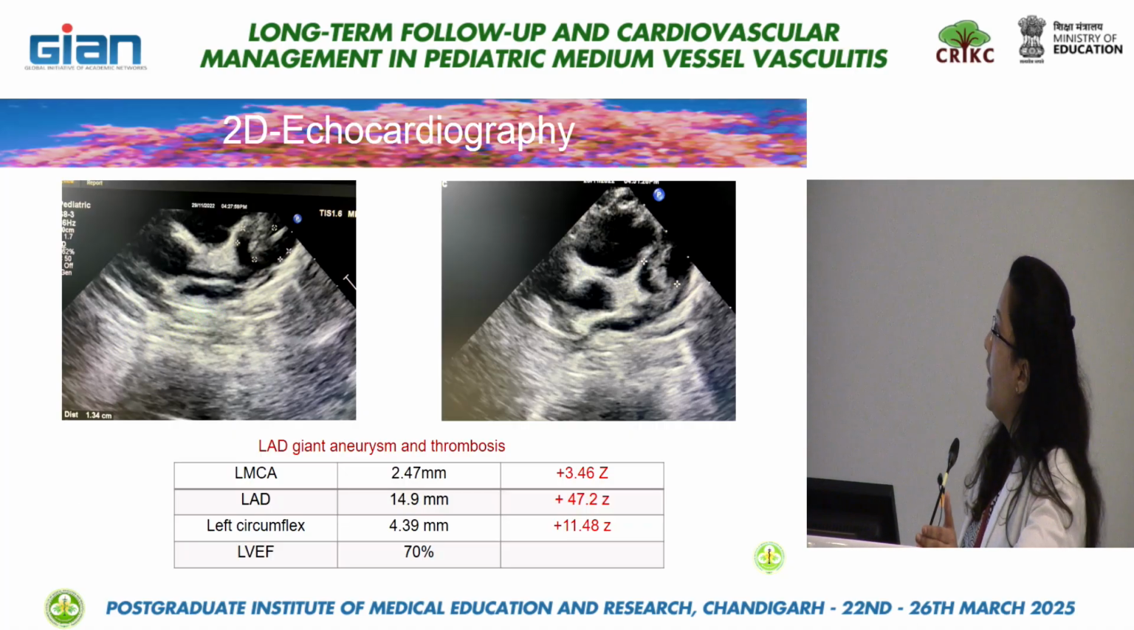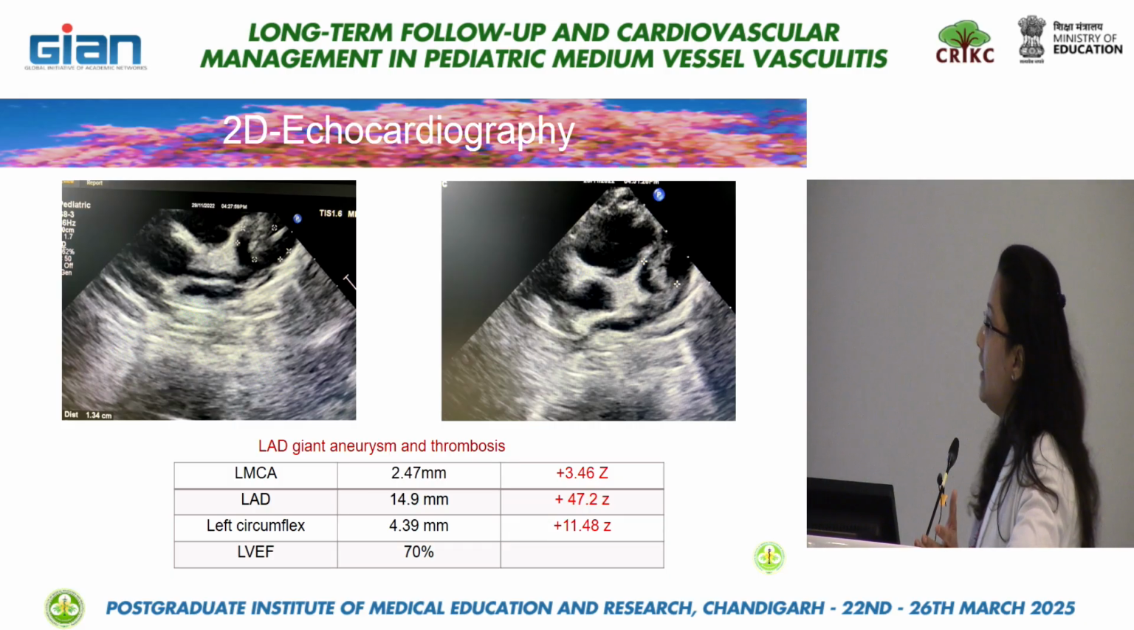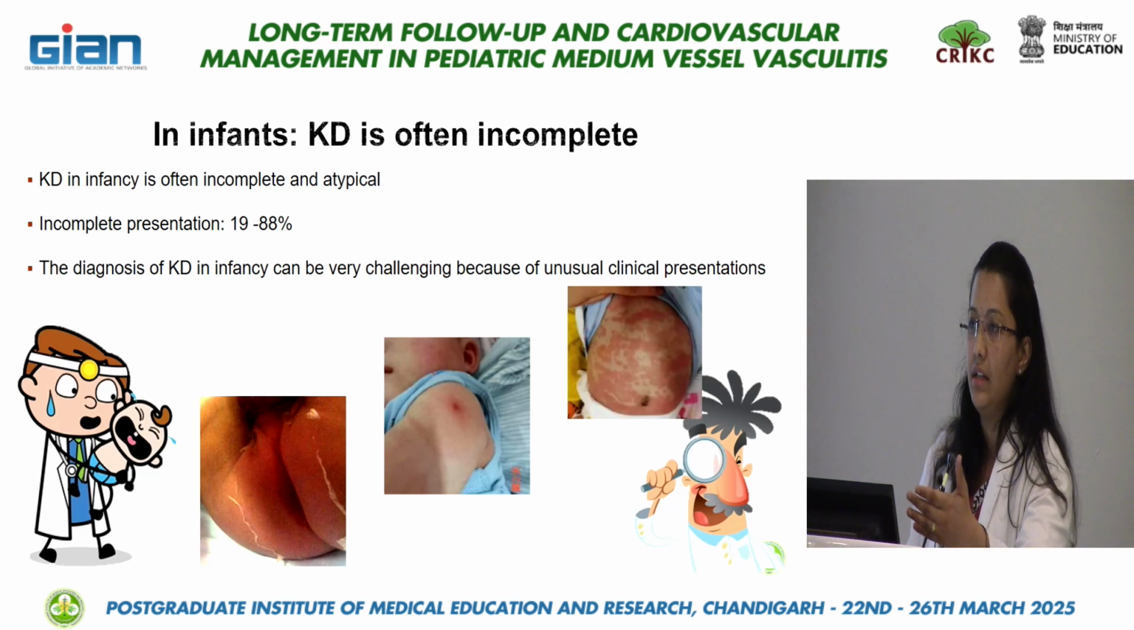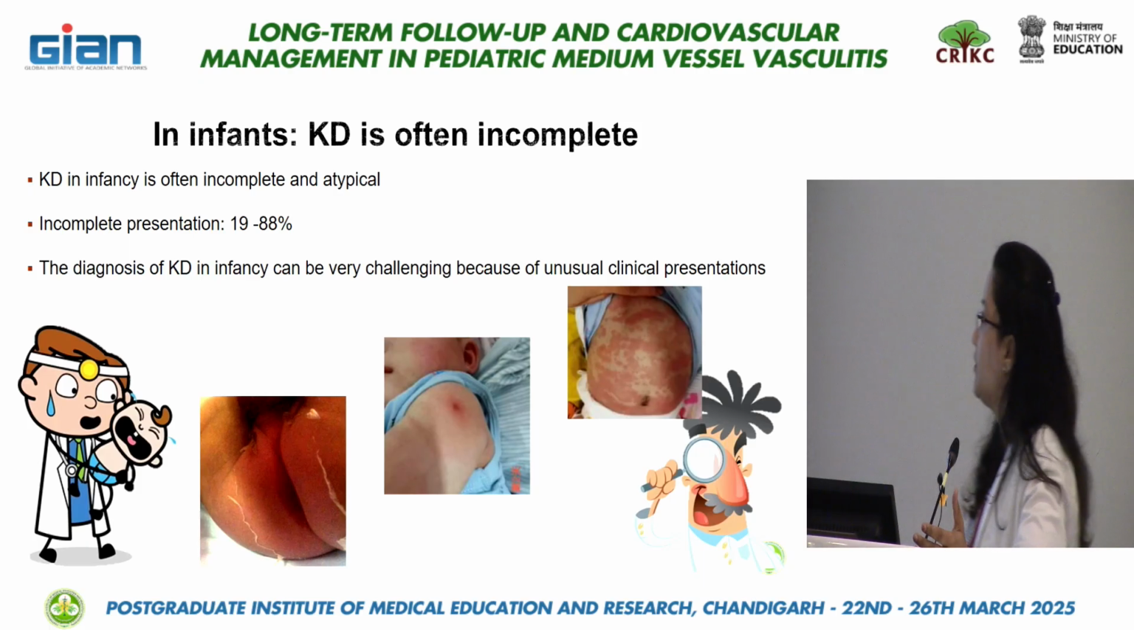So we also did the echo. We saw that there was a large aneurysm in the LAD with a thrombus sitting over there, and his inflammatory parameters were still elevated. So we acted upon and gave him other medications like repeat IVIG, infliximab, and also gave him cyclosporin.